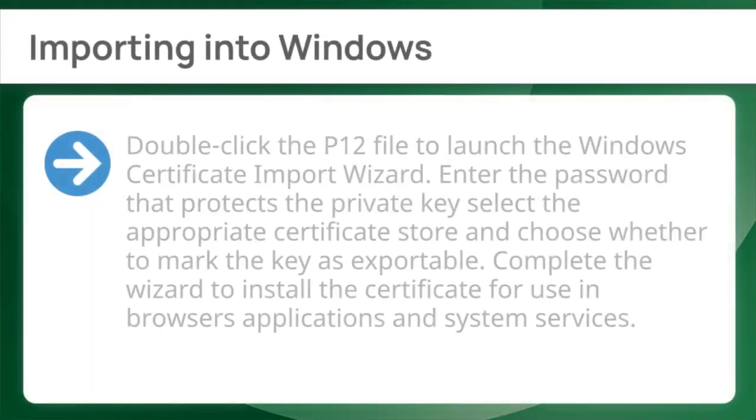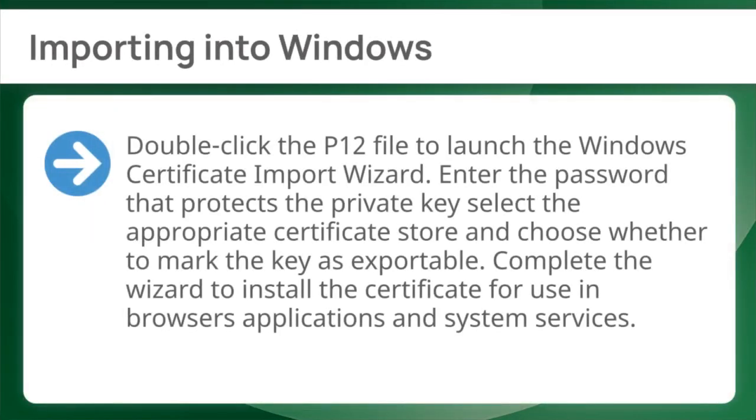First, importing into Windows. Double-click the P12 file to launch the Windows Certificate Import Wizard. Enter the password that protects the private key. Select the appropriate certificate store and choose whether to mark the key as exportable. Complete the wizard to install the certificate for use in browsers, applications, and system services.